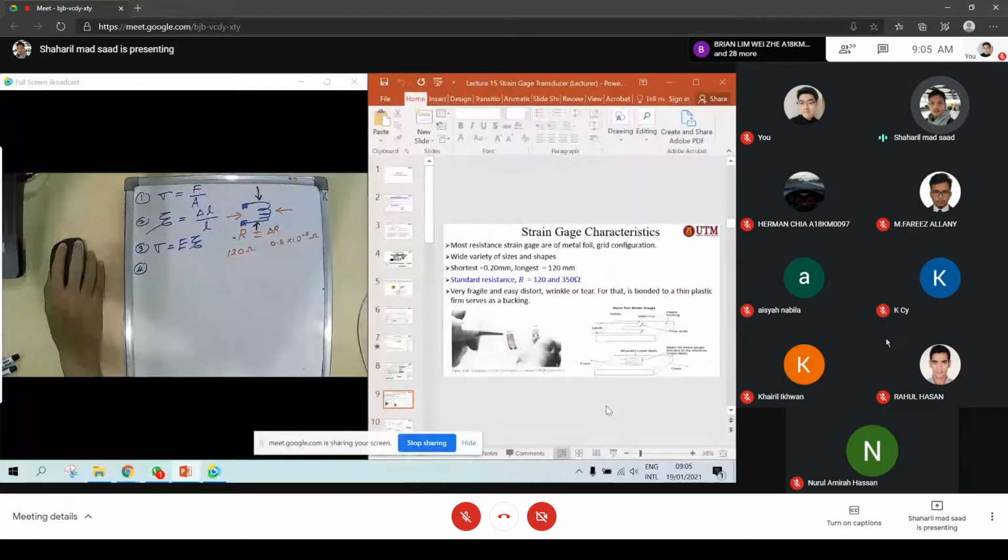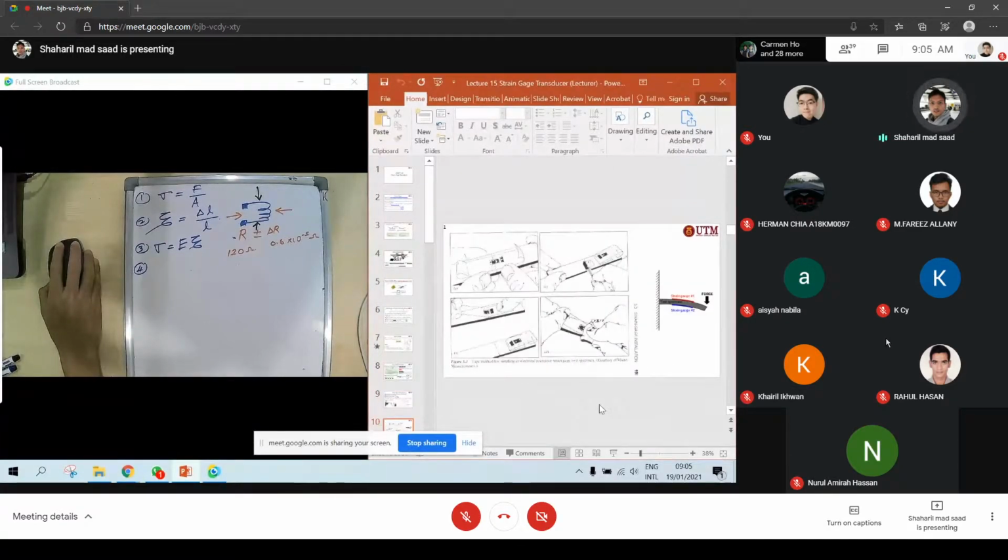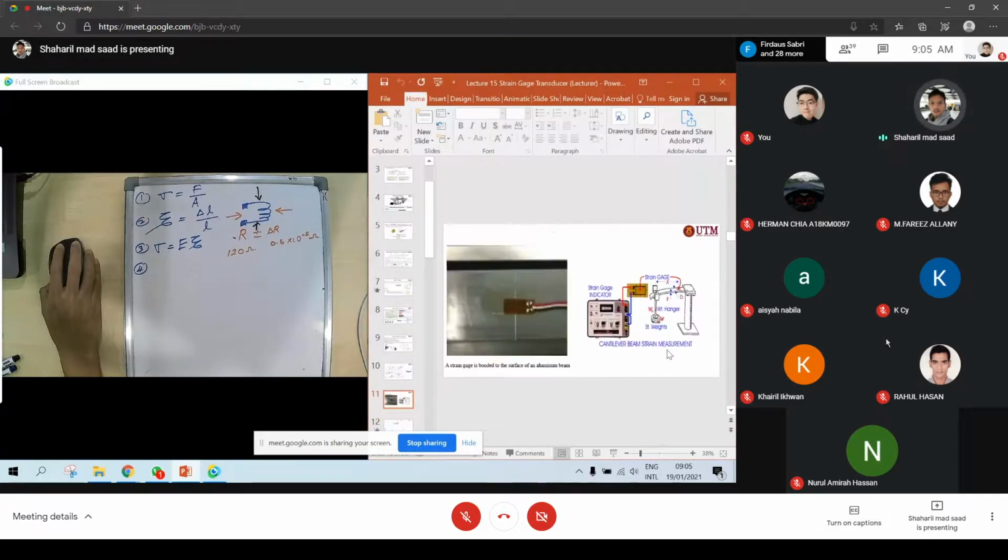Okay, this is the strain gauge characteristic. How do you apply the strain gauge on a certain object that you are going to measure? You can measure the strain at the top and then at the bottom. This is the experiment.